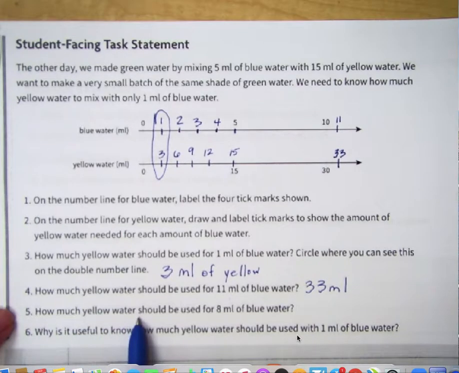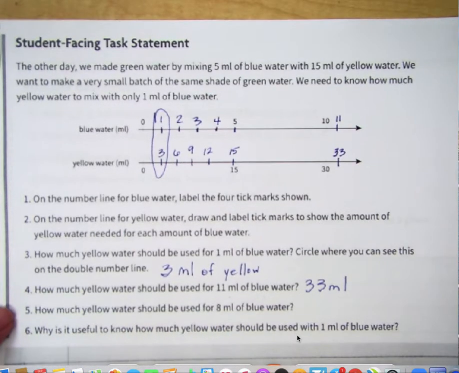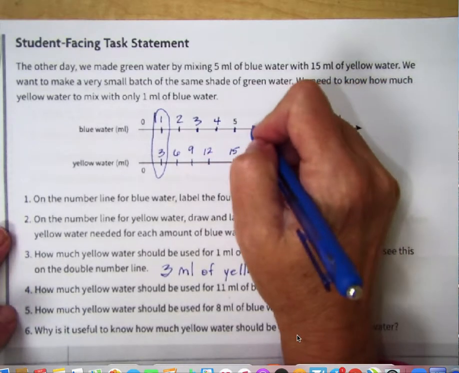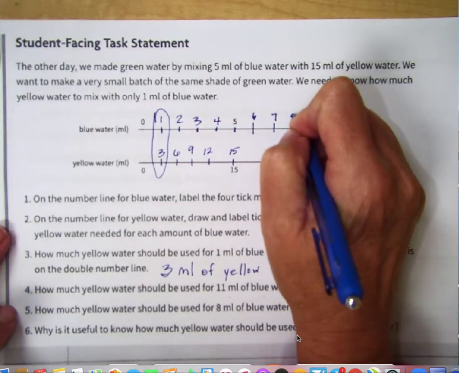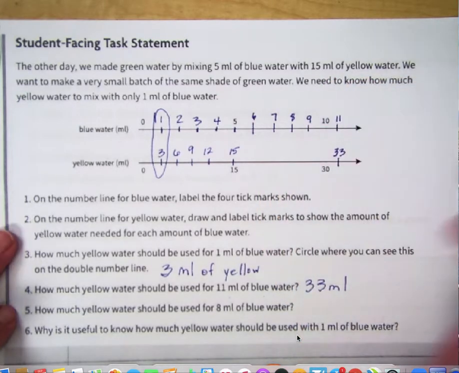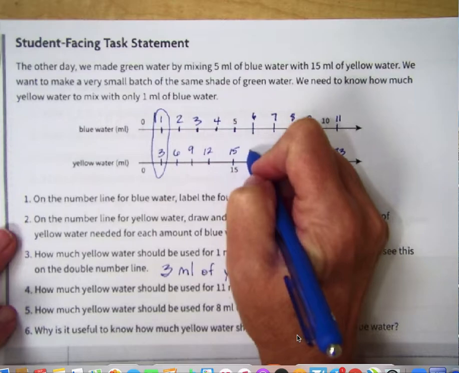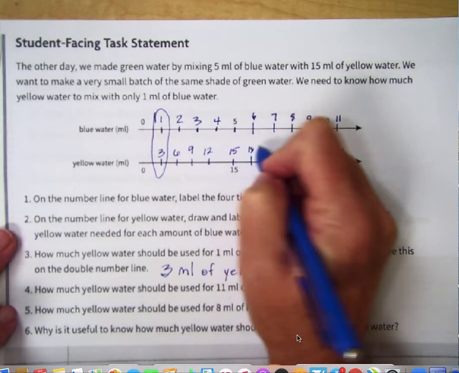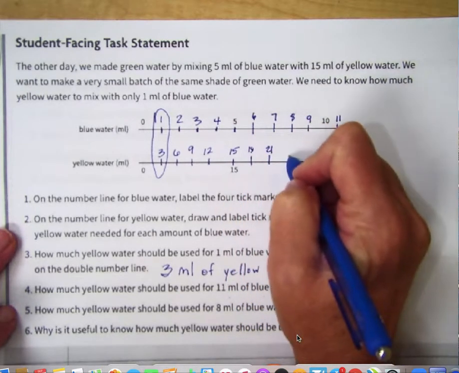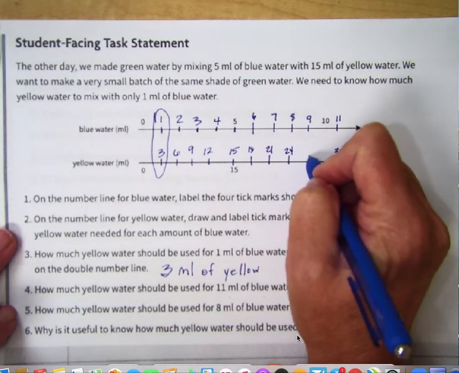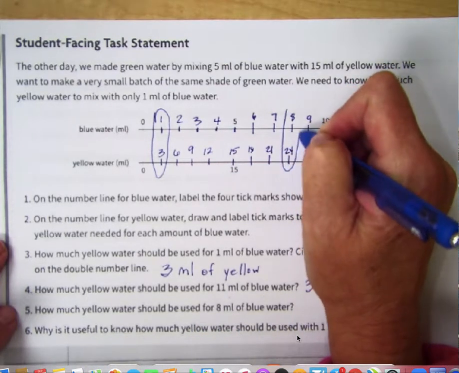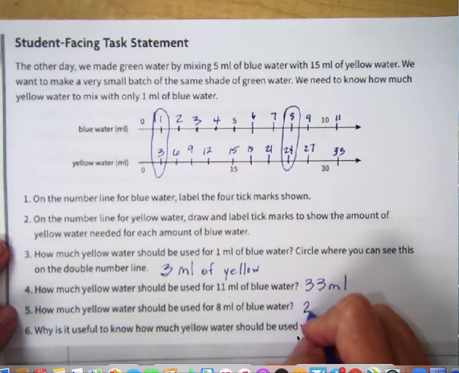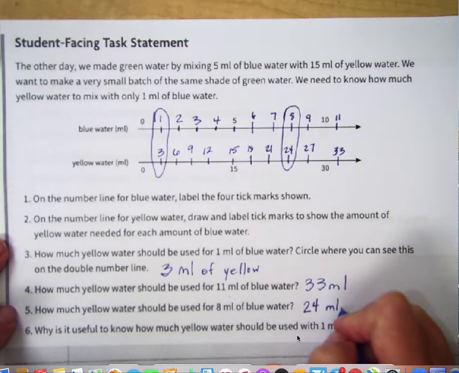How much yellow water should be used for 8 milliliters of blue water? Well, let's go in here and figure this out. 6, 7, 8, 9, then 18, 21, 24, and 27. How much yellow water should be used for 8 milliliters of blue water? And that is 24 milliliters.